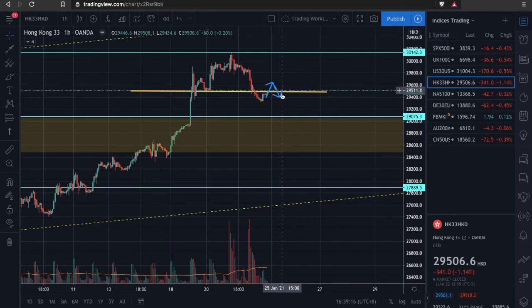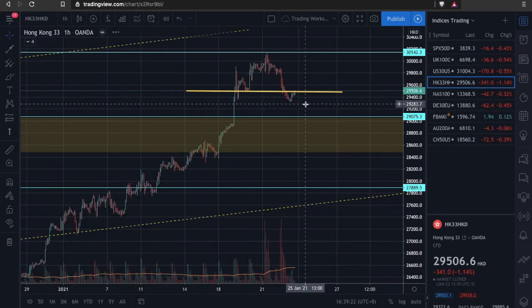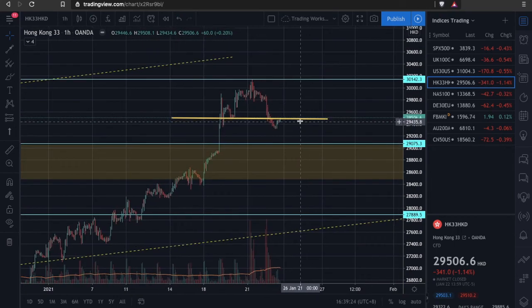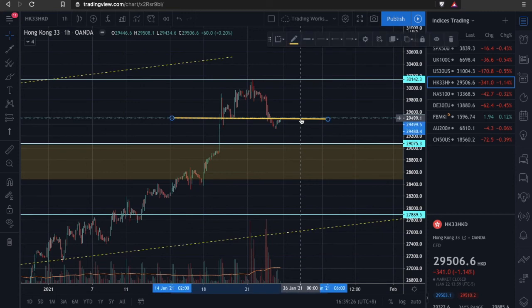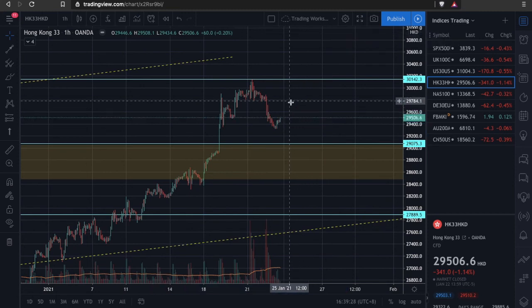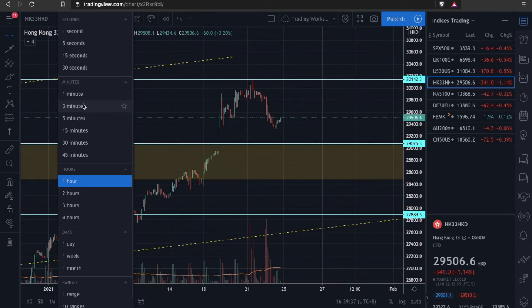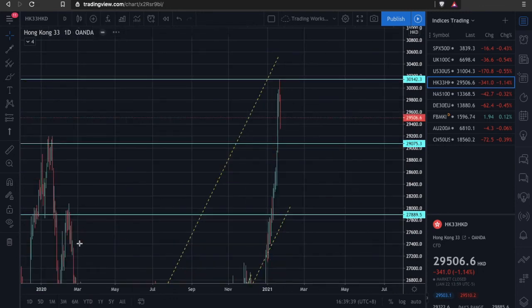So being patient and looking for an opportunity to short would bring you more success in the next 2 days. However, if the market is strongly supported, then by all means long all the way back to 30150 region. Right? So yep, that's all I have for this week's update.